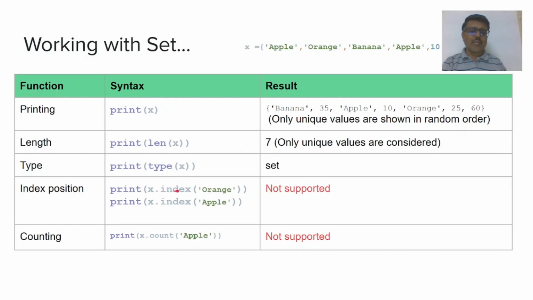Okay. And since it is not indexable, you cannot find out what the index position of orange is, because it is in random order and keeps changing from time to time. So you cannot specify the index position of apple. You also cannot count, because even though it shows that two are available, it takes only one unique item. So there is no meaning in doing the counting because it will always give you one only, right? So that is the only part. Okay. So now just quickly do this.